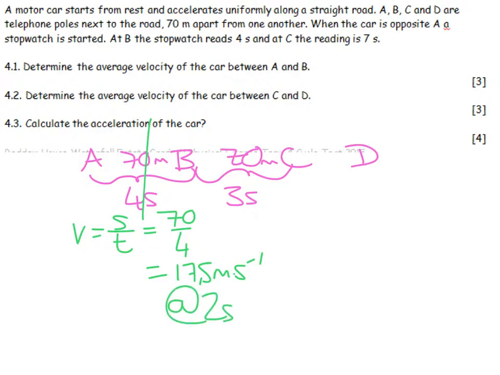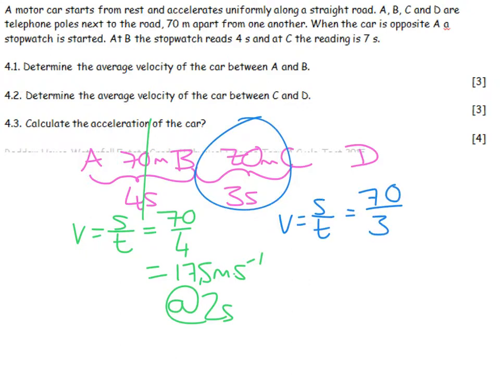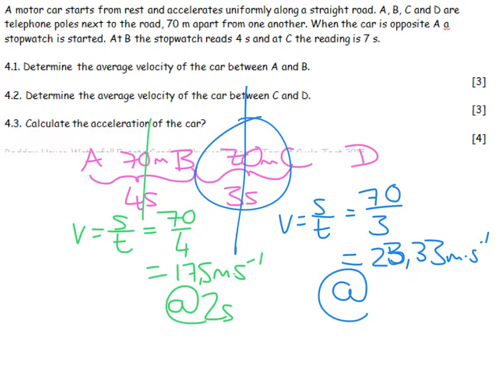Then let's look at the next little block. V is equal to displacement over time. 70 divided by 3, which is equal to 23,33 meters per second. When is that true? In the midpoint, which is 4 plus 1.5, so at 5.5 seconds.